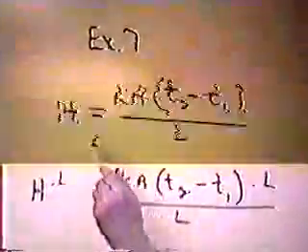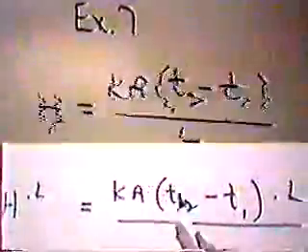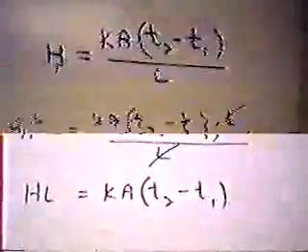All right, let's look at example 7 now. Okay, example 7. Hey, all letters, no numbers, all letters. So we'll follow the rule. Rule is common denominator. This is over 1. So our common denominator is L. So I'll multiply everything by L. Everything by L. These drop out. So we have HL is equal to KA times T2 minus T1.